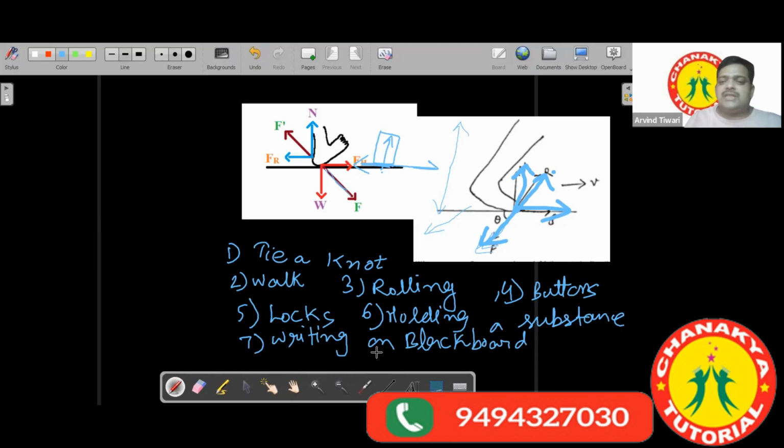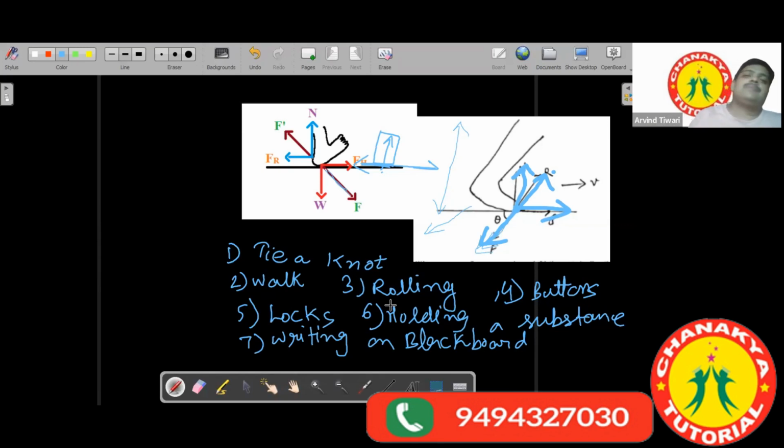So these are the various examples where we observe that friction is necessary. Writing is possible only because of friction. Tying a knot is because of friction. You cannot tie any knot without friction. Walking is not possible without friction. Buttons, locks, holding of substances, writing on the blackboard, writing in your notebook, all of them are examples of friction. Had there not been friction, all these activities would not be possible.